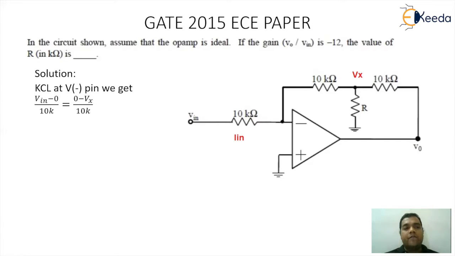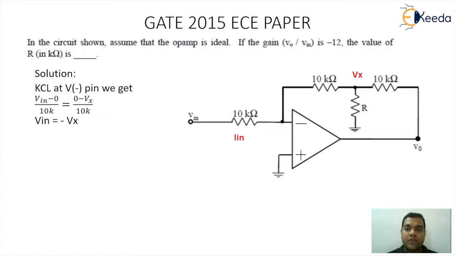For that we need to take KCL at the V minus pin, which will be Vin minus 0 by 10K. And that current will be equal to the current flowing in the feedback path, which is 0 minus Vx by 10K. So we take the input current In as Vin minus 0 by 10K, and it is equal to the current in the feedback path, 0 minus Vx by 10K. So if you observe, the Vin value will be minus of Vx.